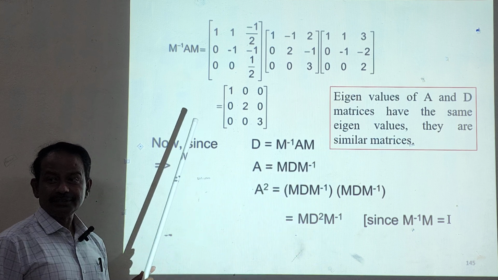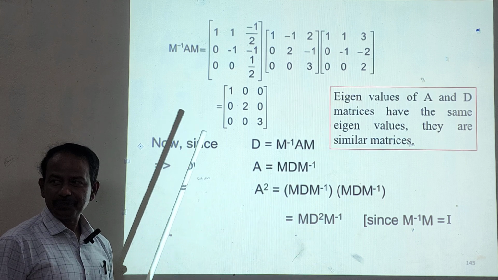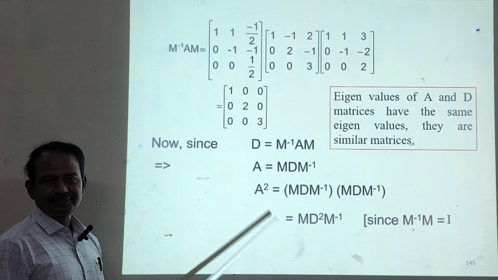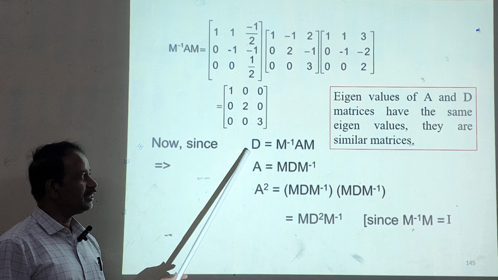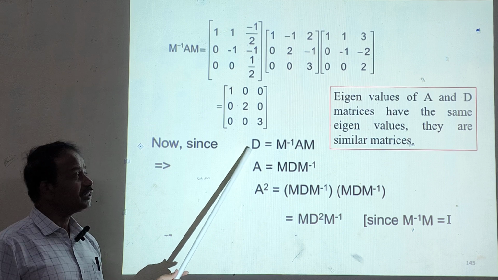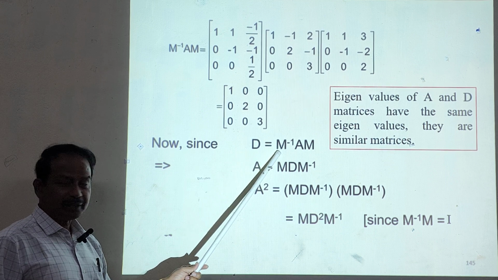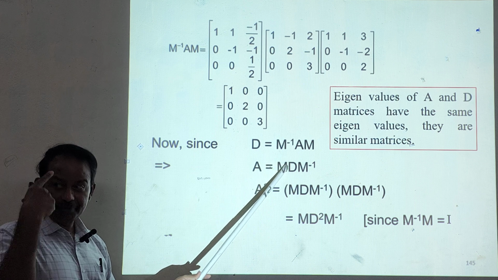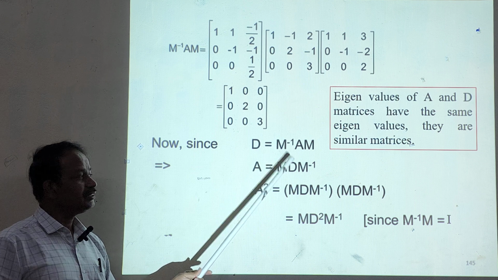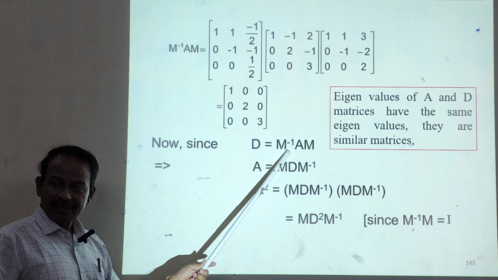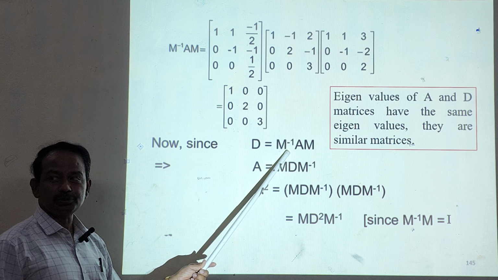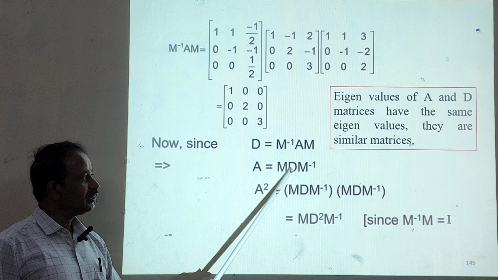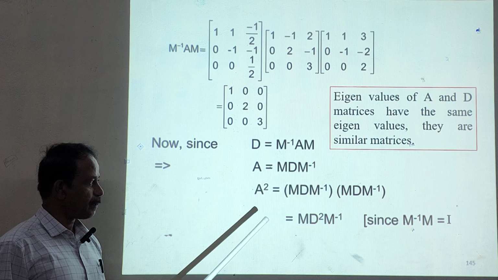And now the question is to find A cube. D is given as this. As we discussed earlier, you pre- and post-multiply by m and m inverse. There we multiplied with P inverse and P. So you will get A equals m d m inverse.